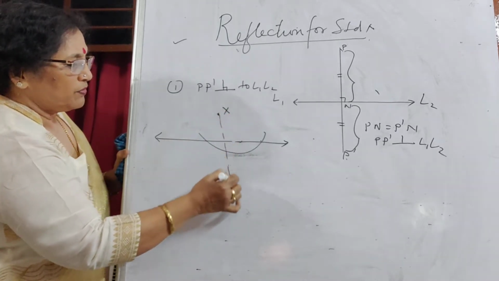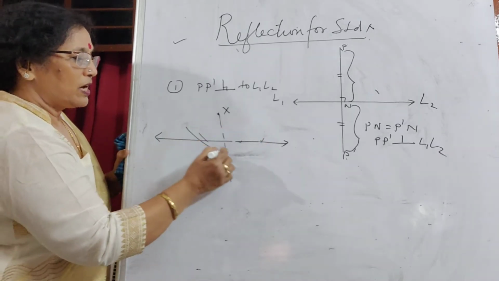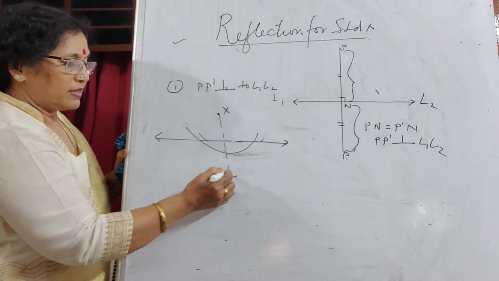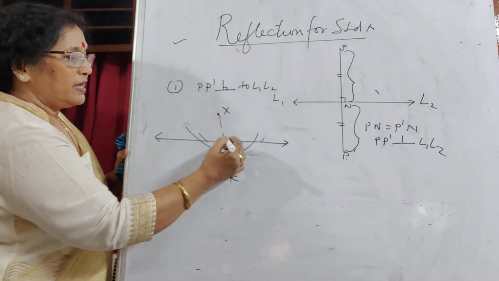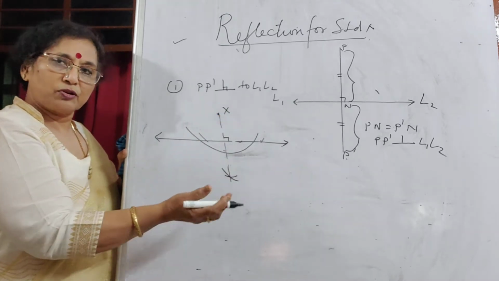So this is a revision. I think it will be good. It will come like this. So then you have like this. You can see this is dropping a perpendicular from the point X on the mirror. That's all. That's number one.